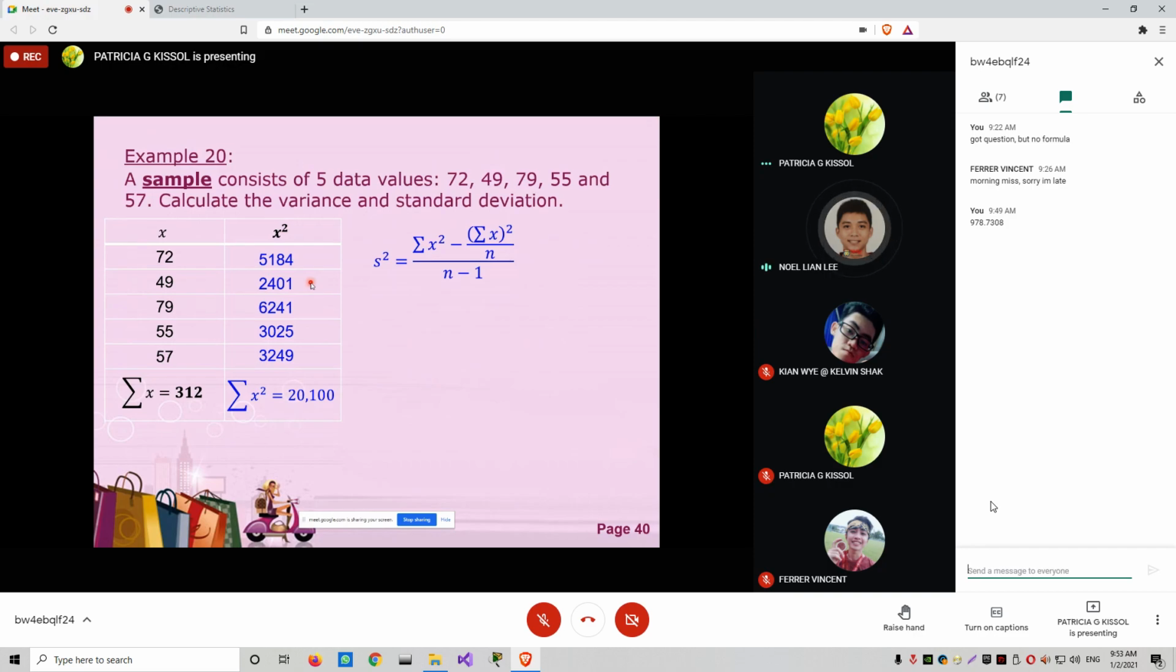157.8. Let's check. So you should have put all the values accordingly. 157.8, that is your variance. Therefore, your standard deviation, you just have to square root the same formula since we already calculated 157.8. Square root it, you should get the answer as 12.56.